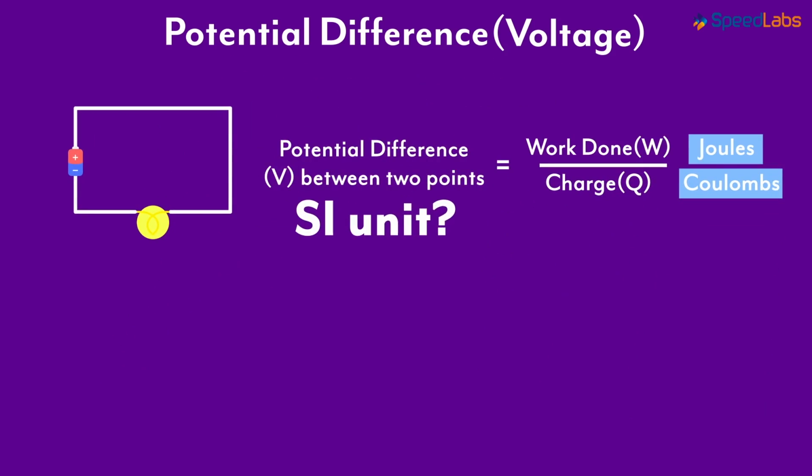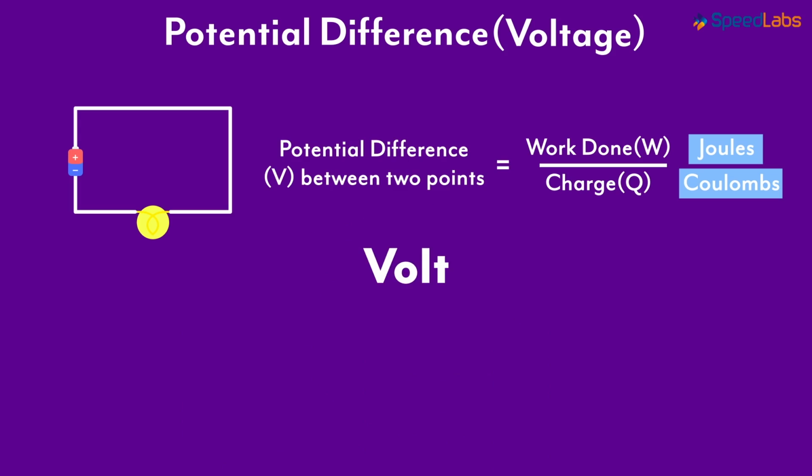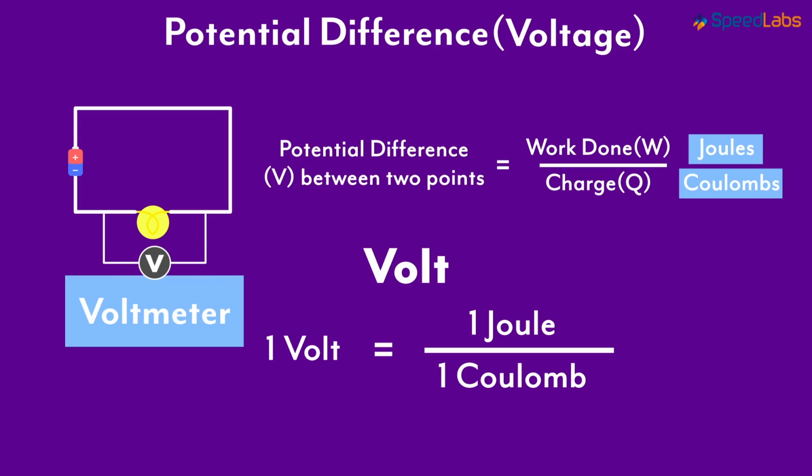What's the SI unit of potential difference then? It's volt, named after Alessandro Volta, an Italian physicist. So how would we define volt in a current carrying conductor? It is the potential difference between any 2 points when 1 joule of work is done to move a charge of 1 coulomb from one point to another. The potential difference is measured by an instrument called voltmeter. It's measured in parallel across the points between which the potential difference is to be measured. In the next lesson, we will solve an example related to potential difference.